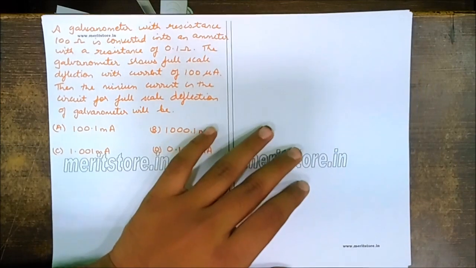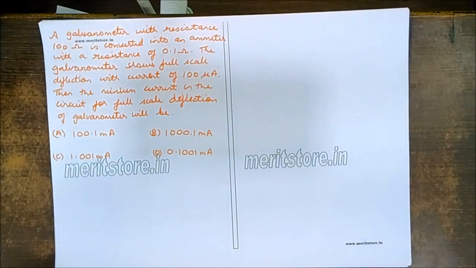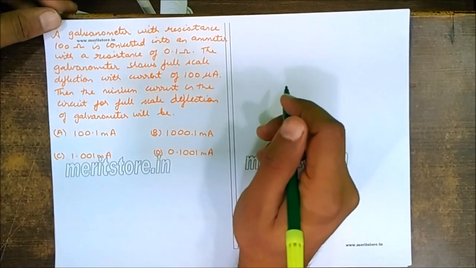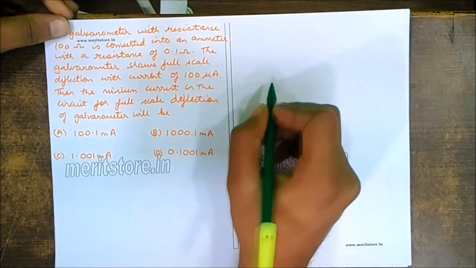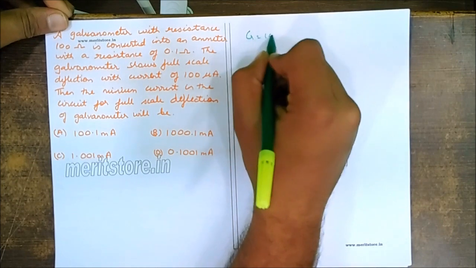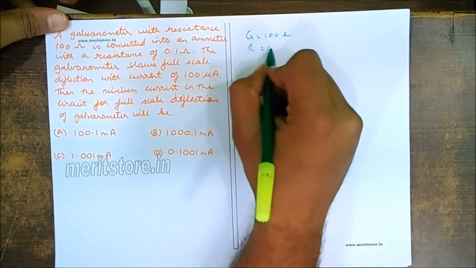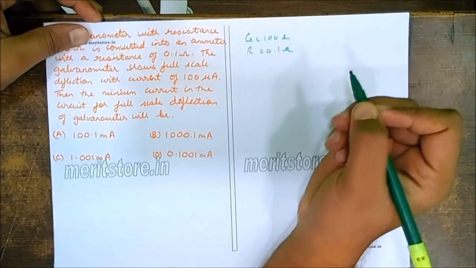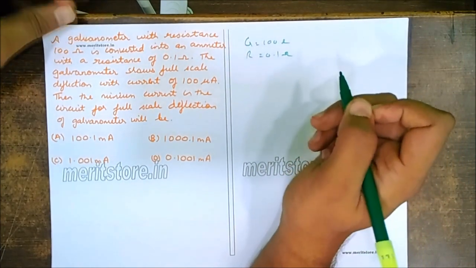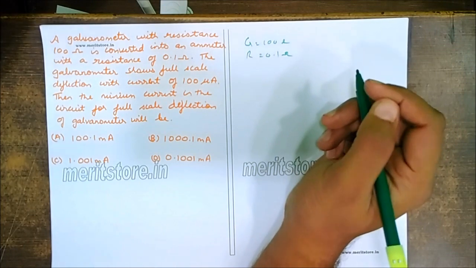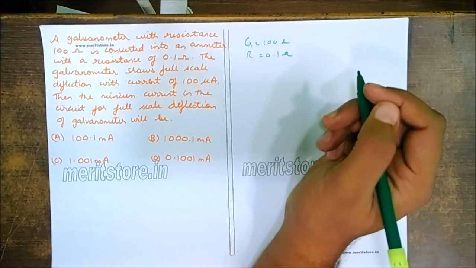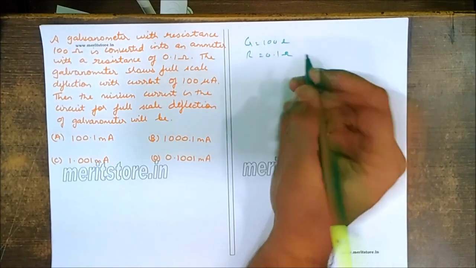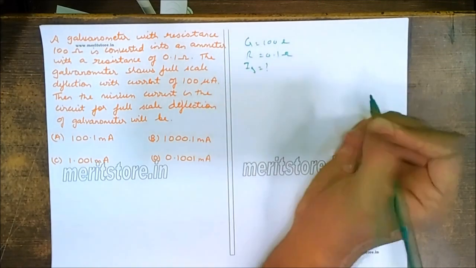The next problem. A galvanometer with resistance 100 ohm is converted into an ammeter with a resistance of 0.1 ohm. Galvanometer 100 ohm and this is 0.1 ohm. The galvanometer shows full deflection with a current of 100 microamperes. Then the minimum current in the circuit for full scale deflection of the galvanometer will be. So Ig is being required.